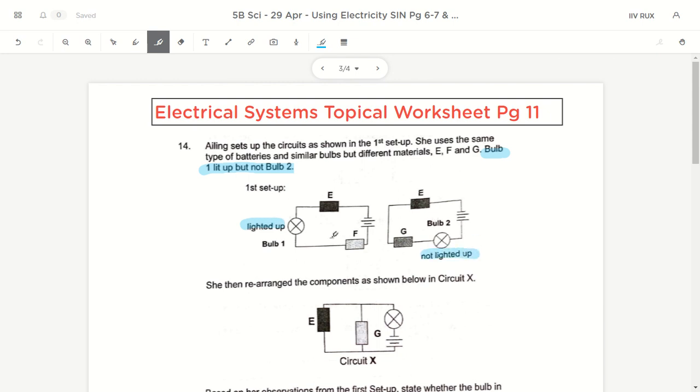Before we go on to the question, understand this part first. Look at circuit 1. Battery connected to E, connected to bulb, connected to F. It's like a closed circuit, which is good. So it lights up. It means that E must be a conductor because it allows electric current to pass through. So this must be a conductor.